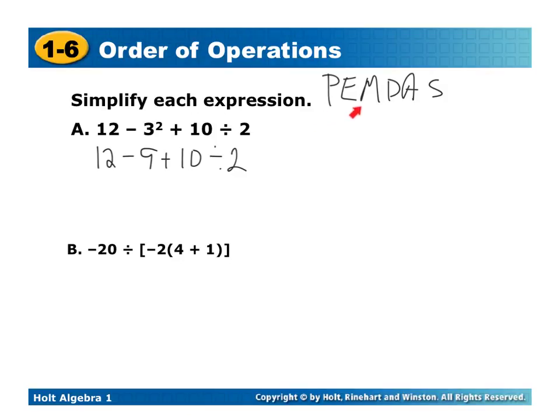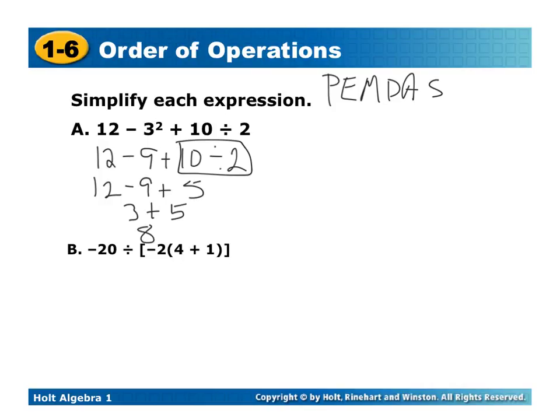Now, since I've evaluated all exponents, I'm going to look for any multiplication and division left to right. Since my first operation is subtraction, I'm going to leave that, same with the addition. But now, I'm going to replace the 10 divided by 2 with its equivalent, which is 5. And now we're going to go left to right with our addition and subtraction. 12 minus 9 is 3 plus 5. So we have a final answer of 8. So now why don't you go ahead and pause the video and try this next one on your own.